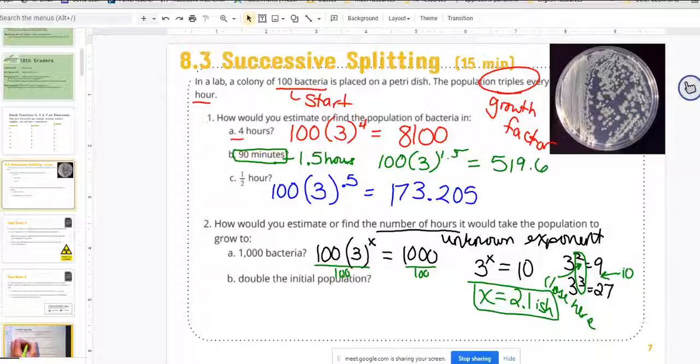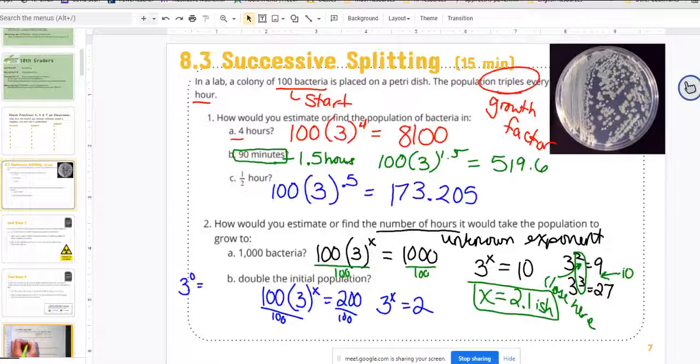And if we wanted to see how long it took for the population to double, to get from 100 to 200 is what our population target would be. We could start to solve it and get an estimate. 3 to the x power is going to double the population. 3 to the 0 power is 1. 3 to the first power is 3. So it has to be between 0 and 1 for our exponent.